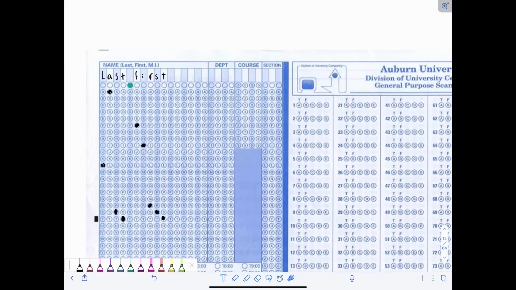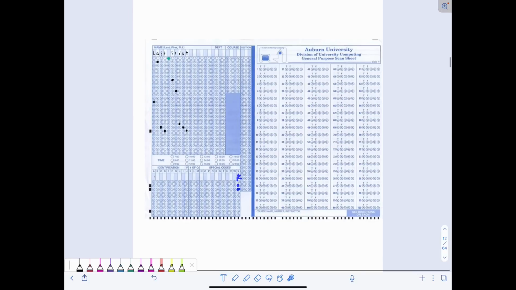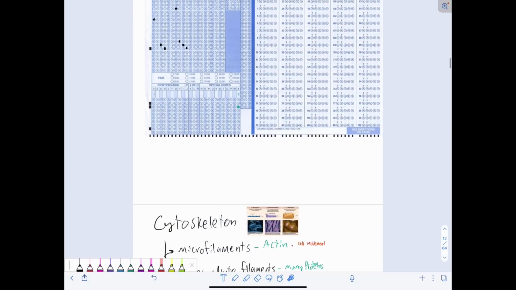Also make sure you bubble in every letter, right? Because if you don't, the machine's not going to be able to read this portion here. This portion here is just for you, just to know where to bubble in what. Also make sure to bubble in the special codes for your version. If you have version B, you put 2, and then bubble in 2 here. If you have version A, you just put 1, and then bubble in 1, right? And good luck with that.